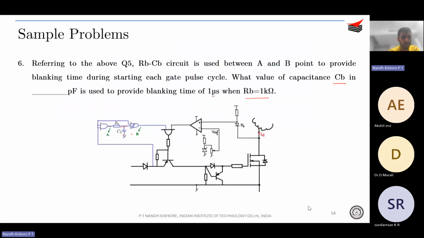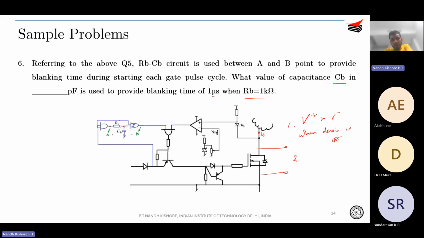if this blanking time was not there, then what would have happened is, when the device is off, it would be obviously blocking a huge voltage, right? So in that scenario also V plus is more than V minus, when the device is off. Okay, so this is one scenario.